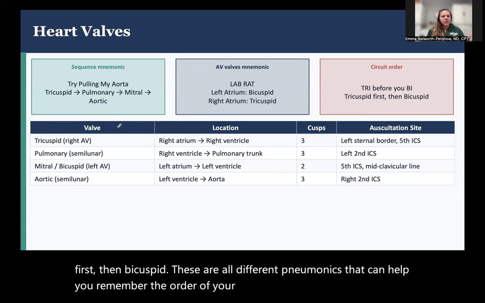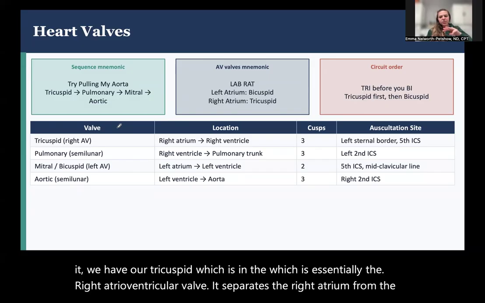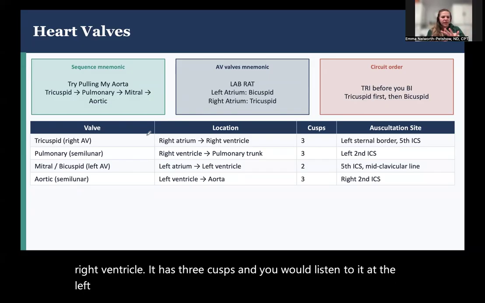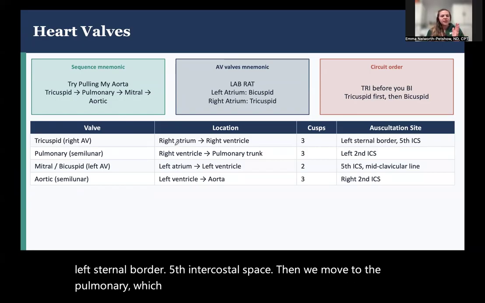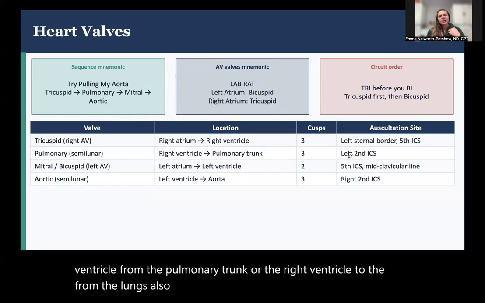So if we go through it, we have our tricuspid, which is essentially the right atrioventricular valve. It separates the right atrium from the right ventricle. It has three cusps, and you would listen to it at the left sternal border, fifth intercostal space. Then we move to the pulmonary, which is a semilunar valve. This separates the right ventricle from the pulmonary trunk, or the right ventricle from the lungs. Also has three cusps, and you hear this in the left second intercostal space.